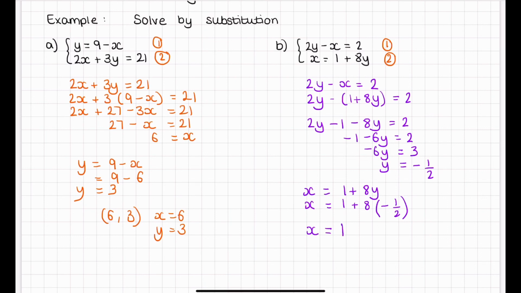8 times negative a half will give us minus 4, so 1 minus 4 is negative 3. So these two equations are equal when x equals negative 3 and y equals negative a half. Now remember from the first video, you can check these on your graphics calculator by either graphing or with the simultaneous equation solver to check that you've got them correct.